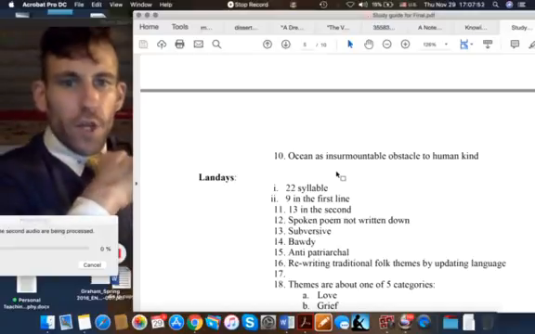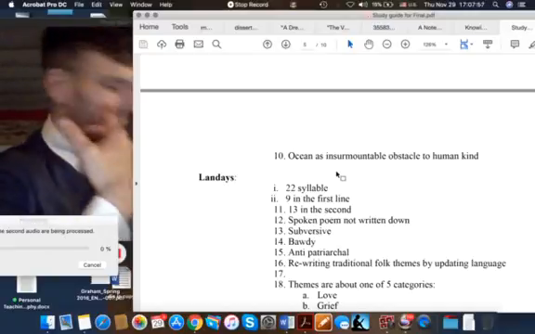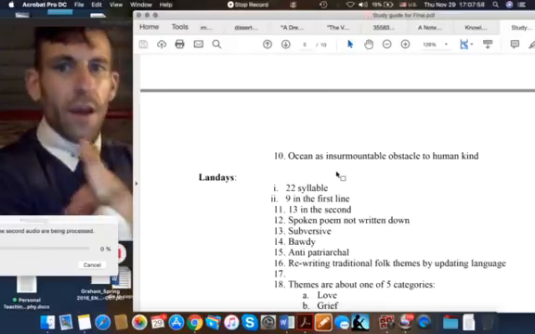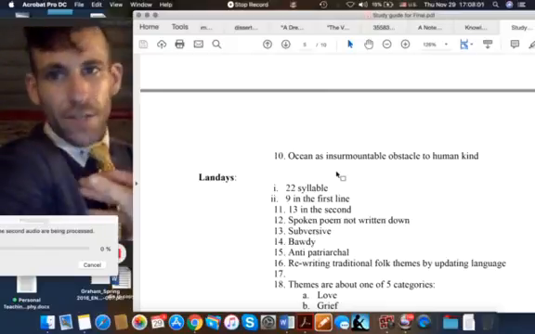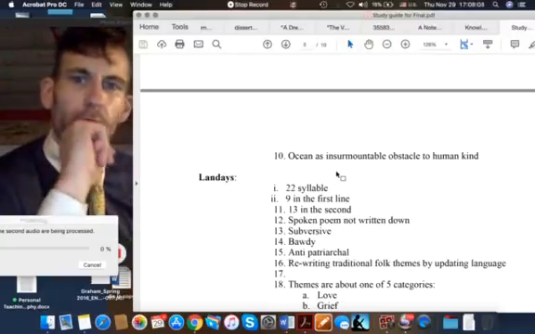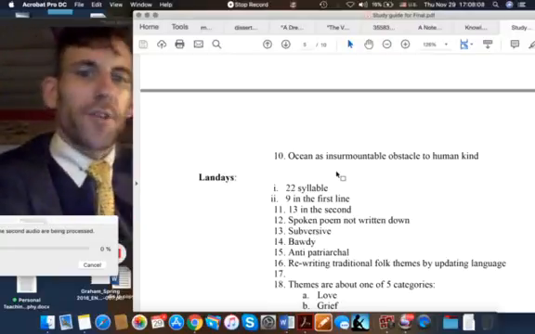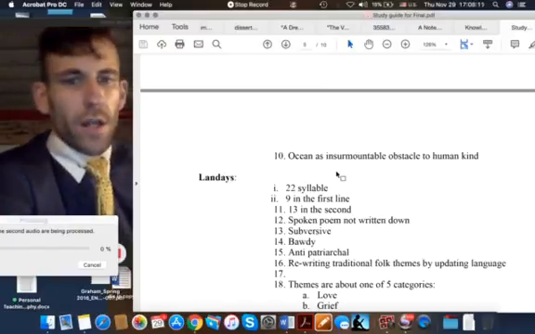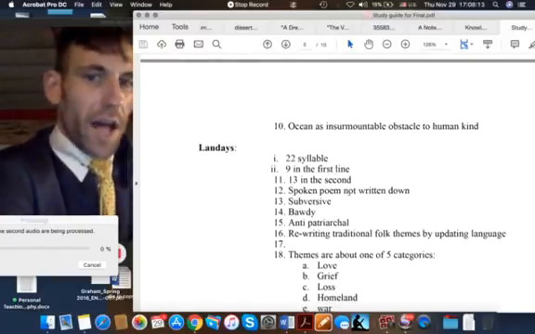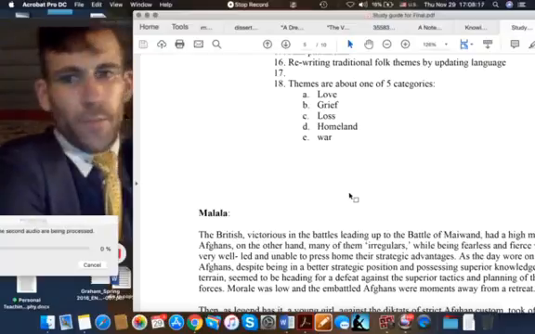It rewrites traditional folk themes by updating the language, right? So what became a shawl or a sleeve or an ankle in the old traditional Landis is a bra strap, or is cash money, or is the internet now in the new updated Landis that are currently being written and recited, right? Landis are traditionally about one of 5 themes: love, grief, loss, homeland, and war, right? Those are the things to remember about Landis.